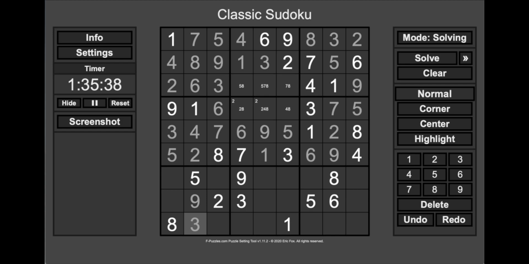Column 1 needs a 6 and a 7, right? Which just can't be 6, so that's 7, which means that's 6. Okay, box 7 now needs 1 and 4, of which this can't be 1, so that's 4, which puts a 1 there.